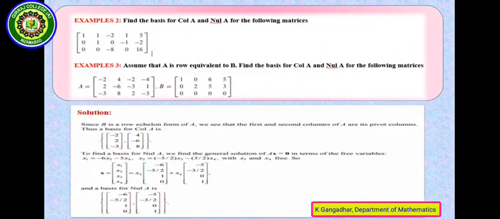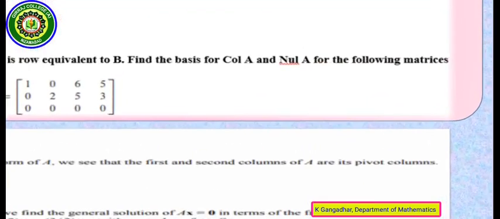In the same way, the next problem: find the basis for Col A and Null A for the following matrix. It is similar to the first example. Now the next problem is: assume that A is row equivalent to B. Find the basis for Col A and Null A for the following matrix.